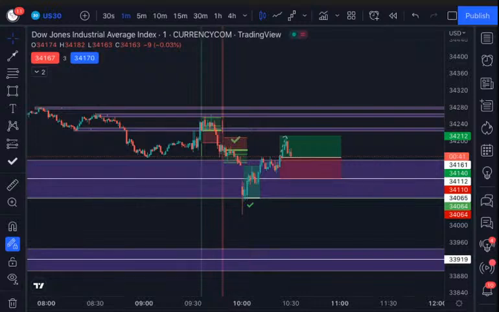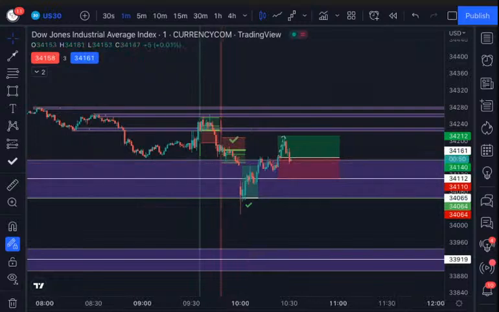Oh man. MetaTrader, man, my terminal froze on me. Oh no. It's too much going on.